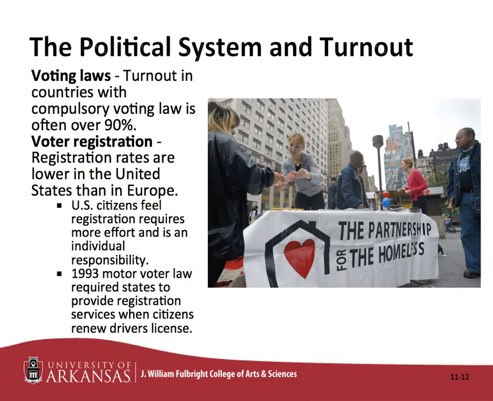So let's take a look at political system and turnout. We see that voting laws influence turnout, especially in those countries with compulsory voting laws. It's often over 90%. And certainly, as the book shows, there's a variety of different ways by which this is accomplished. Of course, how you implement them and how you punish people who don't vote matters. Voter registration also plays a major role.